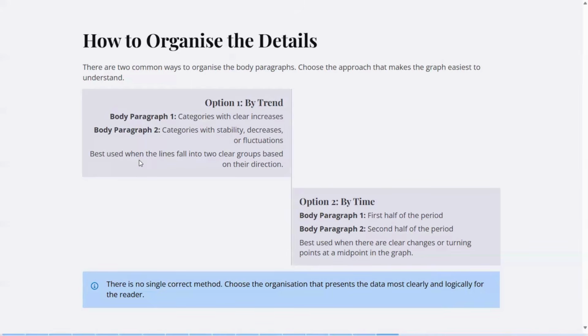As you can see right here, body paragraph 1, categories with clear increases. Body paragraph 2, categories with stability, decrease, or fluctuations. Or by time: body paragraph 1, first half of the period. So you're going to divide it according to one or the other, okay? Either by time or by trend, okay? And the organization depends on the graph, as I've already said.